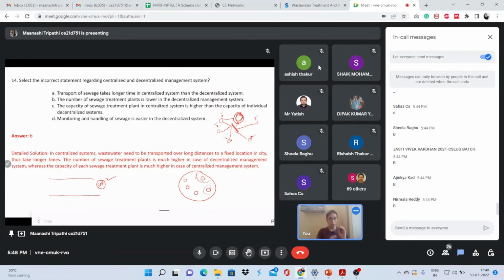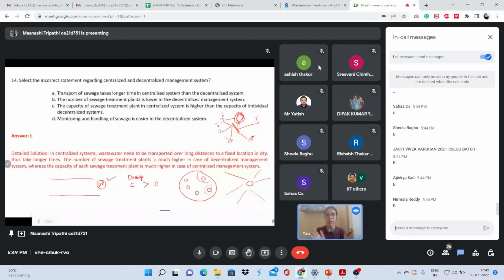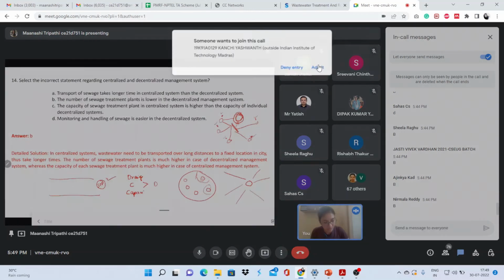See, what happens is when we talk about any centralized system, the drainage network will be very large, but in a decentralized system, the drainage network is small. So the drainage network is a factor which is high in centralized and low in decentralized. Now, the treatment plant capacity and design. When we talk about capacity, that will be very high in centralized than in decentralized.